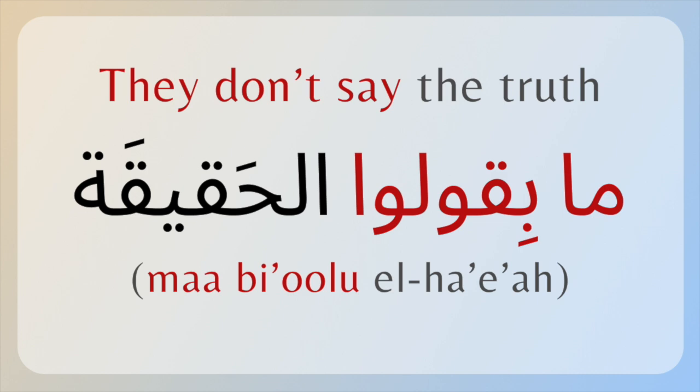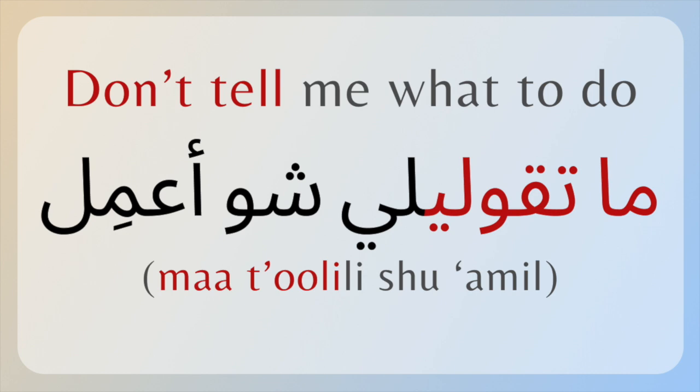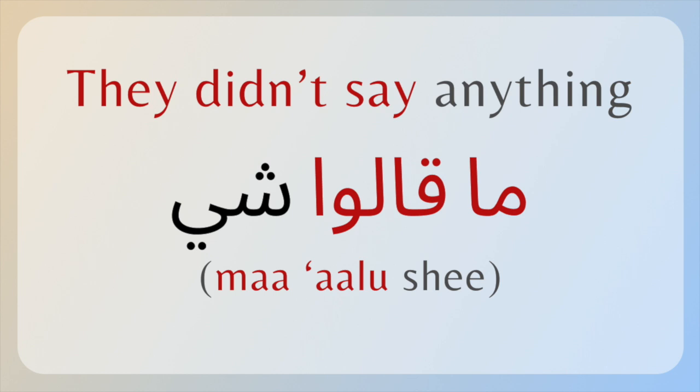They don't say the truth. ما بيقولوا الحقيقة. ما بيقولوا means they don't say. الحقيقة means the truth. Don't tell me what to do, addressed to a female. ما تقوليلي شو أعمل. ما تقوليلي means don't tell me. شو means what, and أعمل means I do.